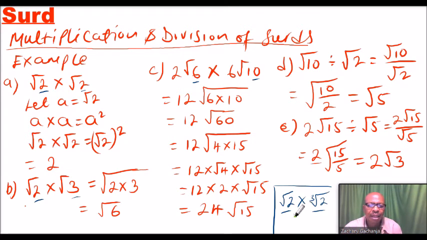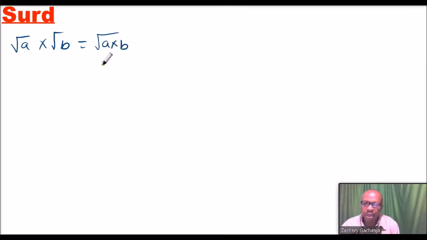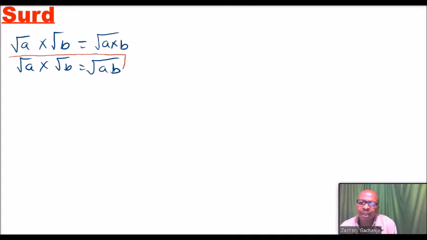Therefore, we can make a conclusion and say, when you are multiplying surds, let's say we have the root of A multiplied by the root of B, you are allowed to write the root of A multiplied by B. So the root of A multiplied by the root of B is equal to the root of AB. That is allowed. You can take note of that. Very important when you are multiplying surds.